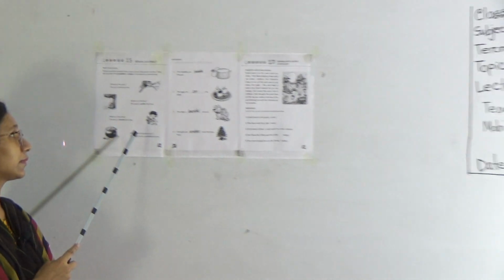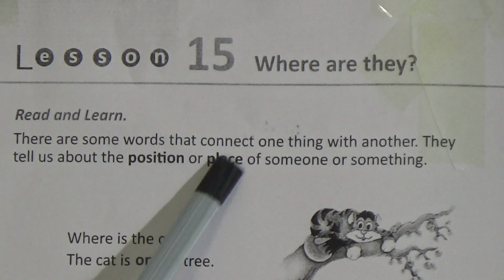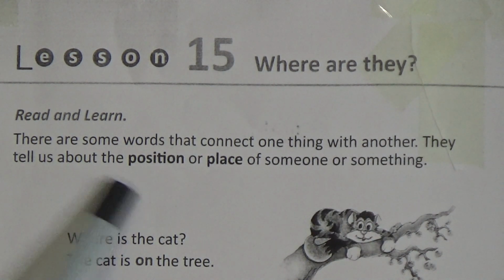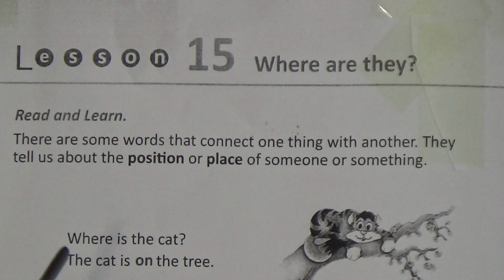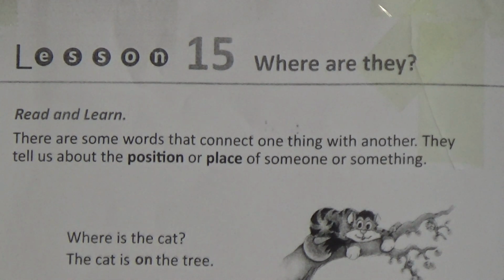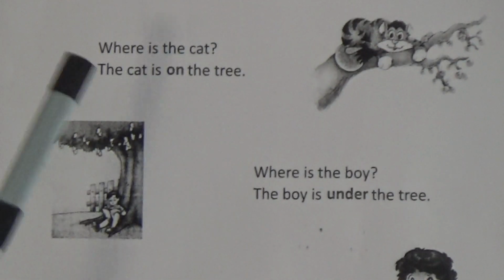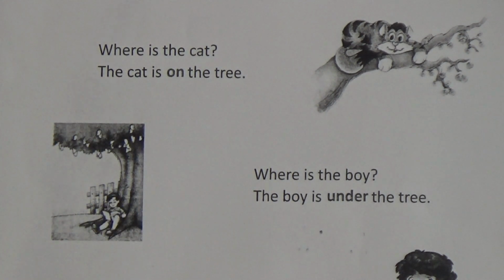So see here, I have written lesson 15. This is the name of the lesson. There are some words that connect one thing with another. They tell us about the position or place of someone or something. These words connect one word with another word in the sentence, so we can know the position or place of someone or something from these words. What are these words? Like on, in, under, beside, inside, or at. These words are called prepositions.